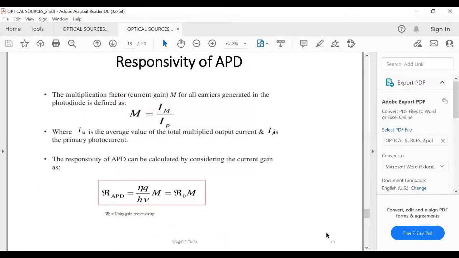Now the responsivity of this avalanche photodiode can be calculated in this way. The multiplication factor or gain, represented by M for all carriers generated in the photodiode, is the average value of the total multiplied output current divided by the primary photocurrent. The responsivity is calculated with the unity gain responsivity eta Q e divided by h nu, considered as R0. So the responsivity of the avalanche photodiode, R APD, is the multiplication of this unity gain responsivity and the current gain M.